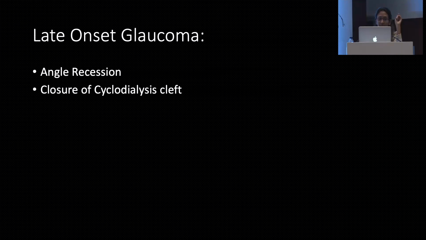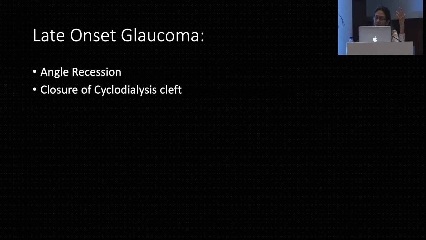The second is closure of a cyclodialysis cleft. These are glaucomas which occur late after the trauma. The pressure may be high, but because there is a cyclodialysis cleft, it acts as a treatment. It masks the elevated IOP. And this cyclodialysis cleft can close later at any time, and that is when the IOP will go high, and you will again label it as a late onset glaucoma. Again, it will be unilateral. History is of paramount importance.